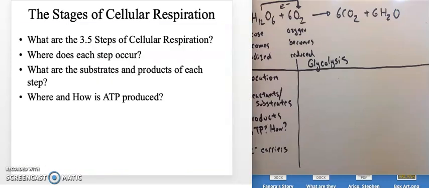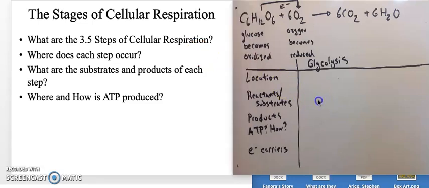As we go through each of these steps, we want to be thinking about where each of the steps happens. What are the starting materials, or the reactants, or the substrates of that process? What are the products at the end? And by products, I really mean the carbon-containing products. And also, how much ATP do we make, how is it made, and what electron carriers are made?